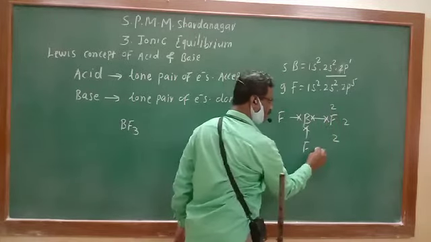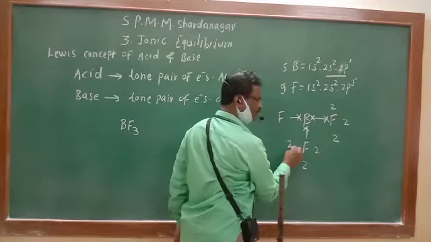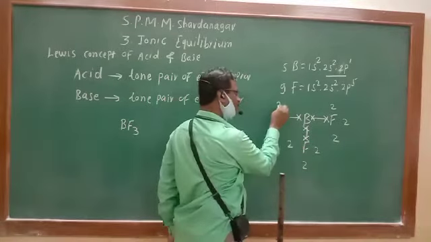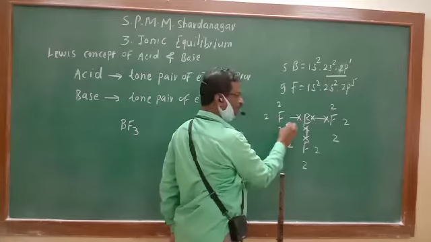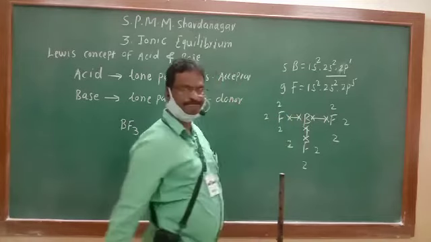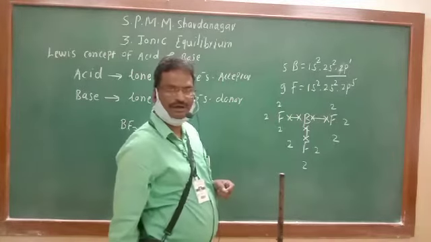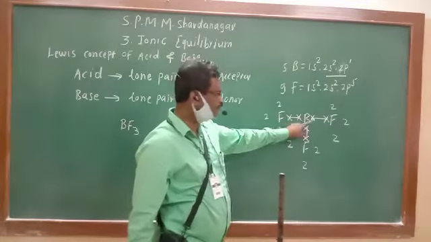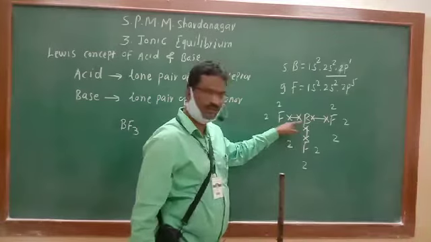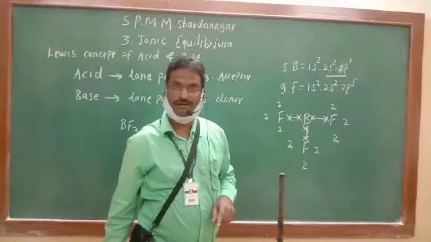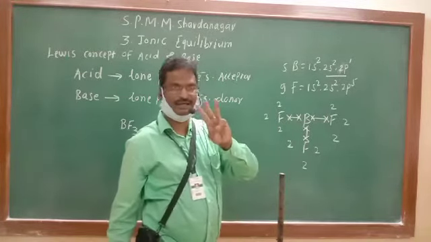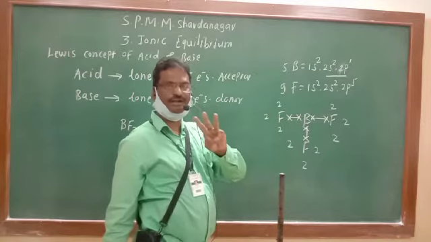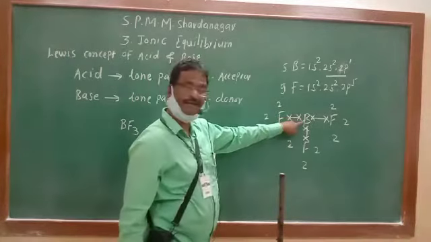Similarly for this fluorine, 2, 2 and 2, and one more unpaired electron is here. For this also, 2, 2 and 2, and one more unpaired electron is here. Now there is a sharing of electrons between fluorine and boron. Here fluorine-boron, fluorine-boron. How many bonded pairs of electrons are there? 3 bonded pairs. There are 3 bonded pairs of electrons present around the boron.